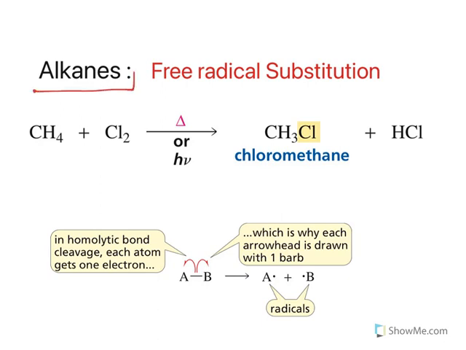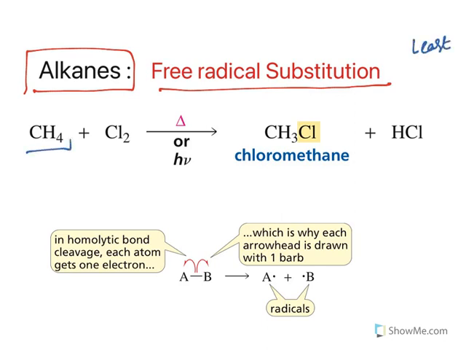Now, the characteristic reaction of alkanes is known as free radical substitution. Remember, alkanes are least reactive. Why are they least reactive? All of them have got sigma bonds. Sigma bond is a stronger bond. So the least reactive one needs a powerful reagent to push them into reactions. And the powerful reagent here is radicals.